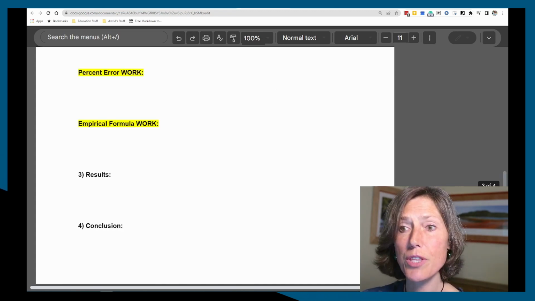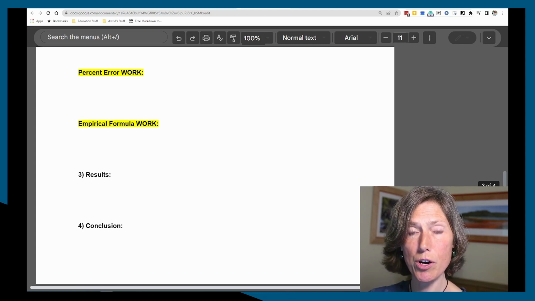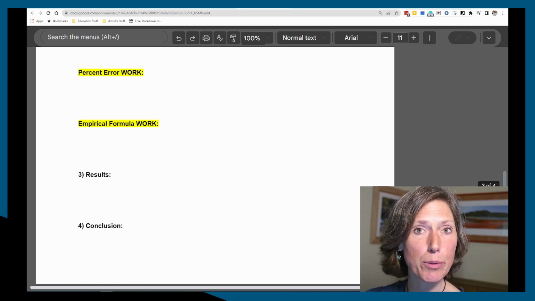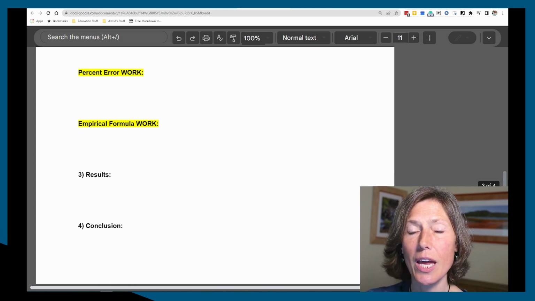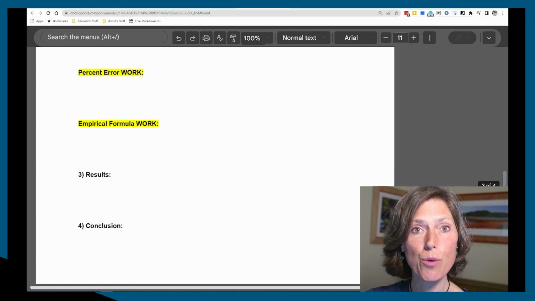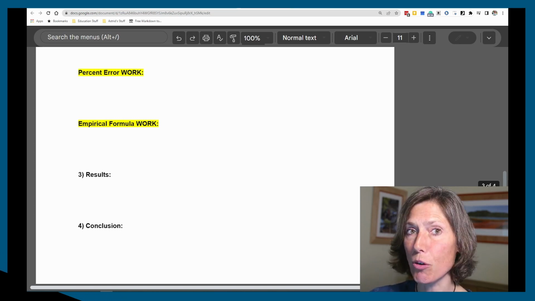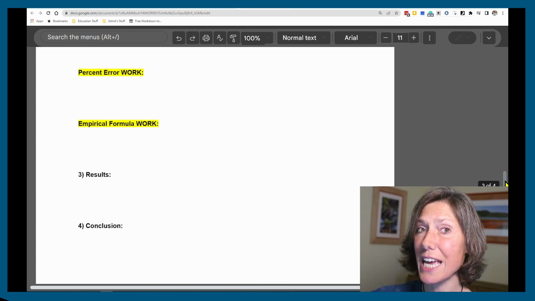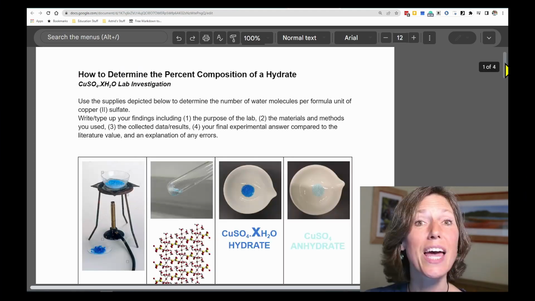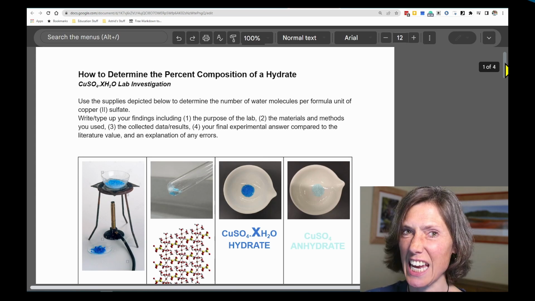They have to make sure that they show their percent error work based on the copper sulfate pentahydrate accepted value. And they have to show also how they figure out the empirical formula based on the mass of the hydrate and the mass of the anhydrate that they measured. As always, a key is handy to have.